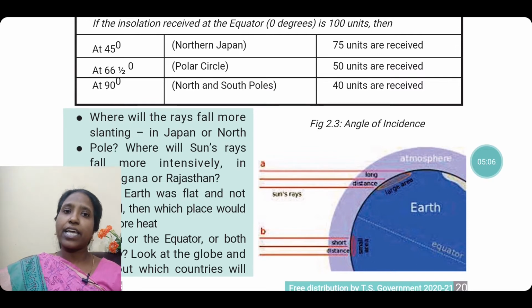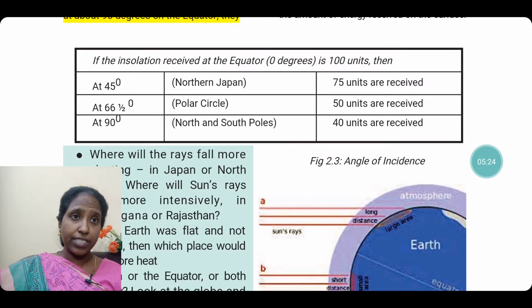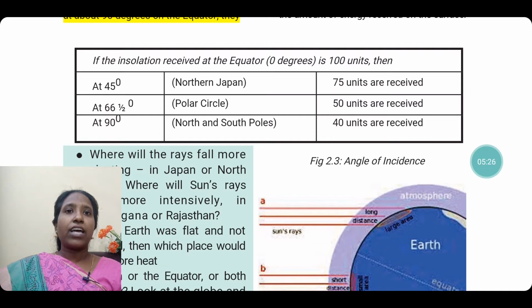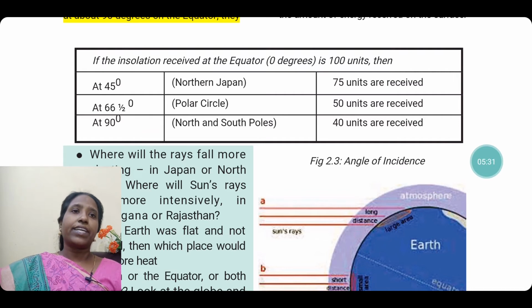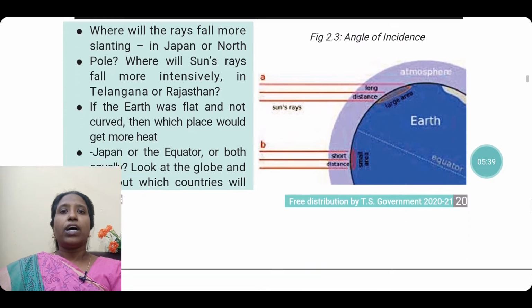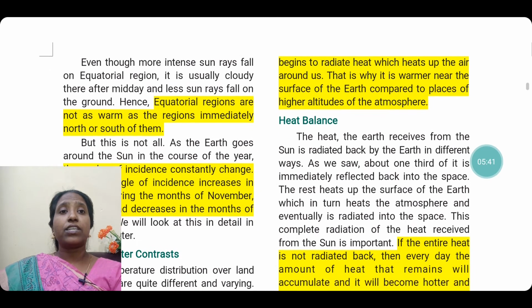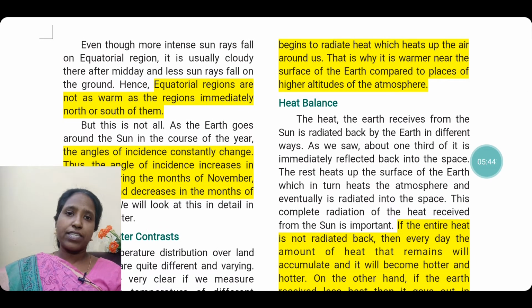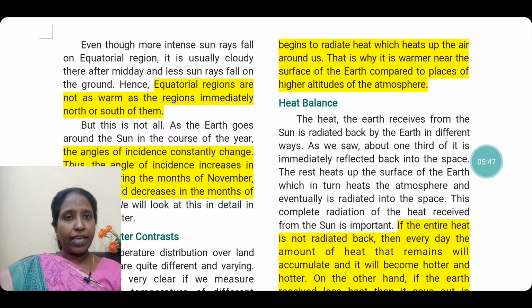So there is less heat going towards the regions other than the equator, because of the slanting rays. The more the angle of incidence, the lesser the unit of heat the area gets. Rays at 0 degrees, 100 units. Insolation at the equator is 0 degrees, then at 45 degrees that is 75 units, 66 degrees 50 units, at 90 degrees it is 40 units. So the more the region is away from the radiation of the sun, the lesser the heat it gets, right?